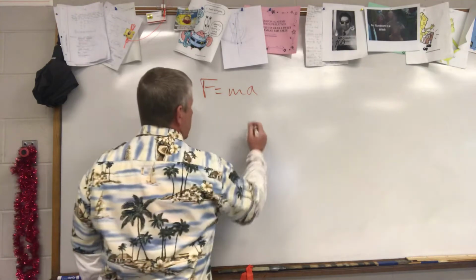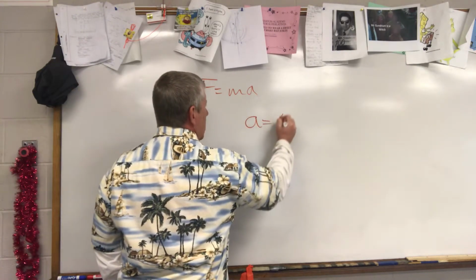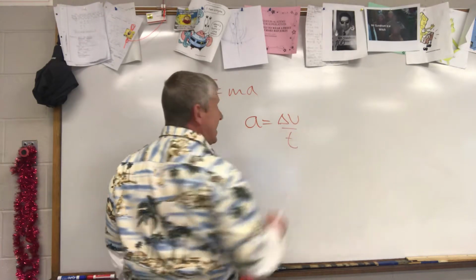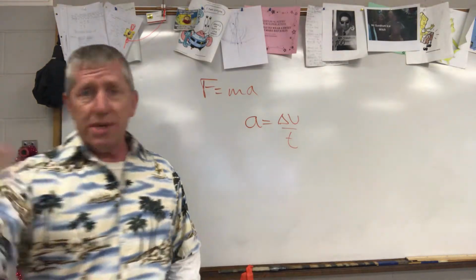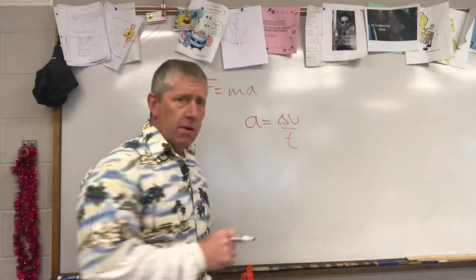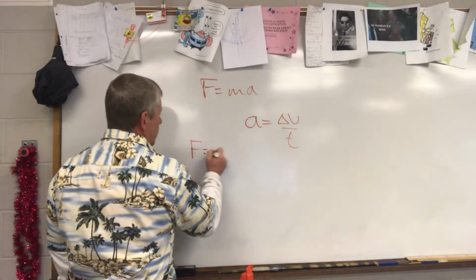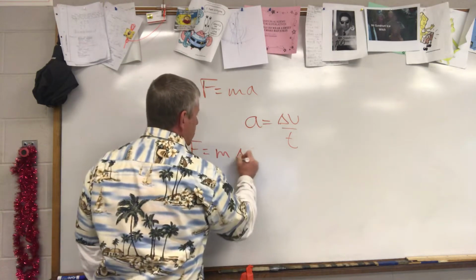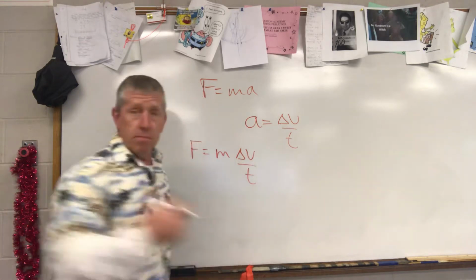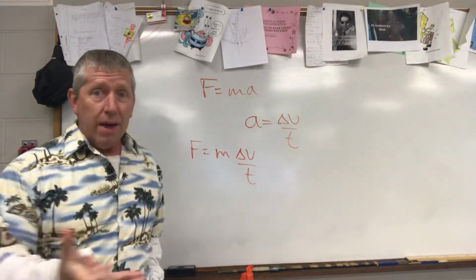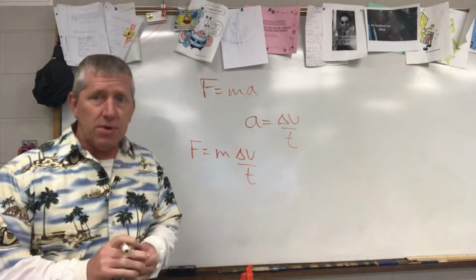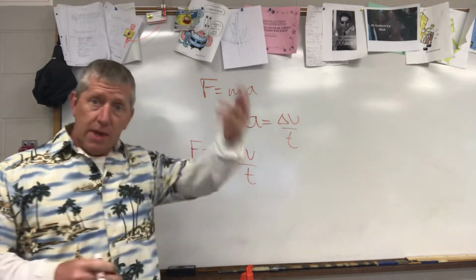Let's take the acceleration, which we all know is a change in velocity over change in time. Plug that in, and we get F equals m times change in velocity over time. It's still F equals ma, just a little different looking. I just substituted out the a with delta v over t.